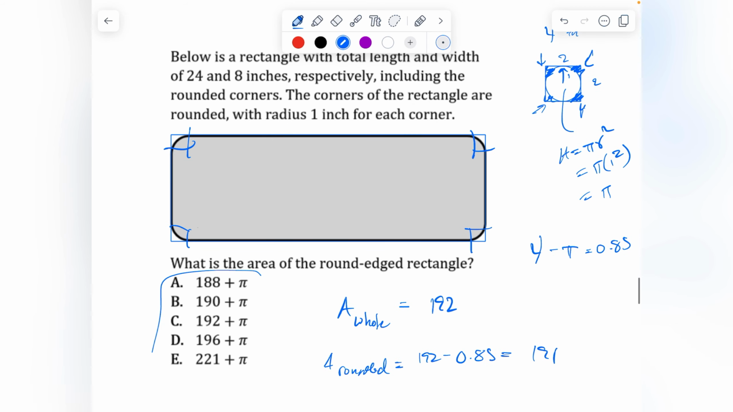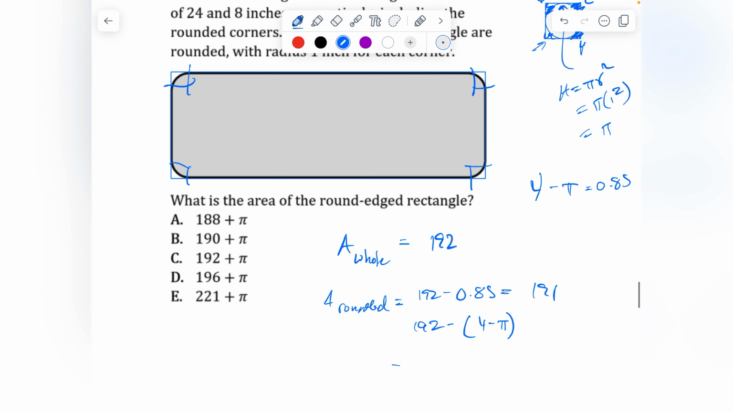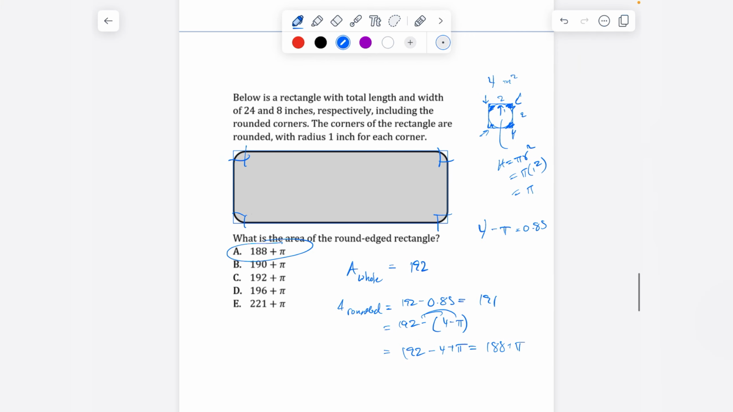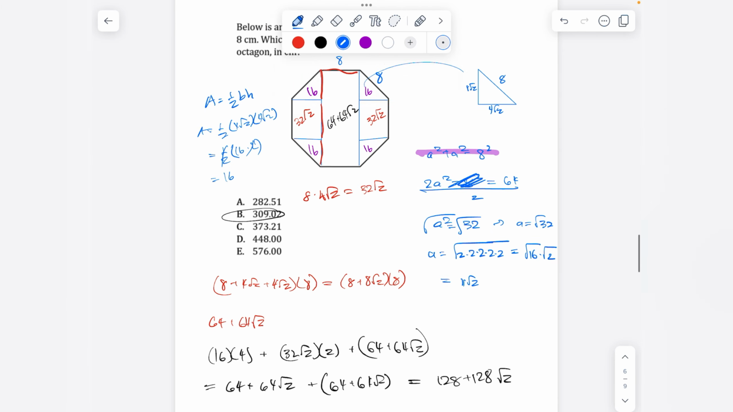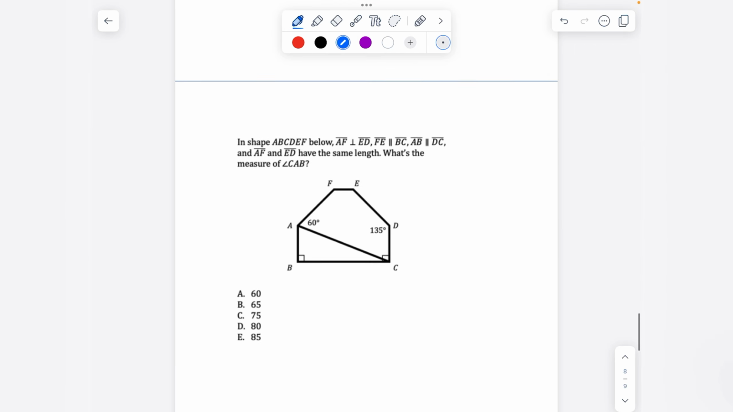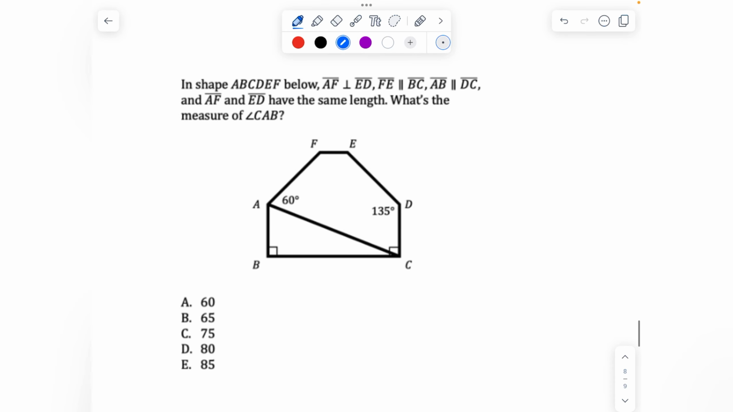Or, I mean, you can see how they write it here. So I have to do 192 minus parentheses 4 minus pi, which is equal to 192 minus 4 plus pi, 188 plus pi. And that's your answer. So again, you can see with this problem and with the one before, dividing things into shapes is going to help you a lot.